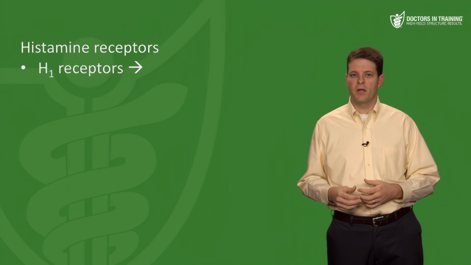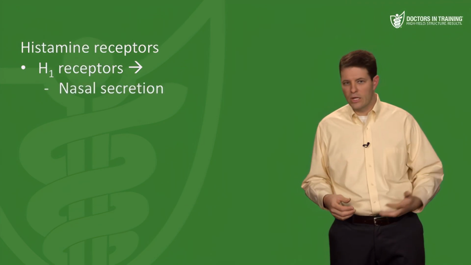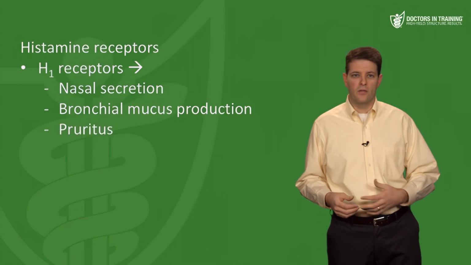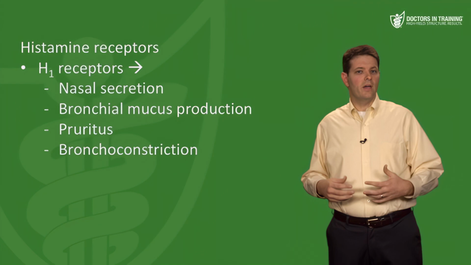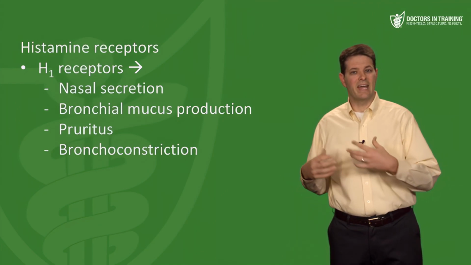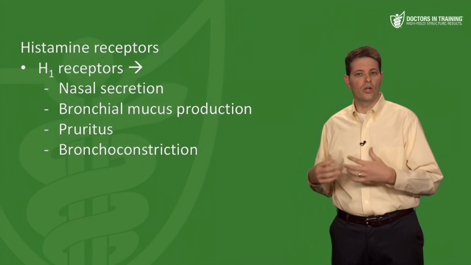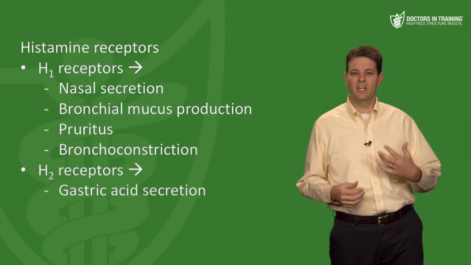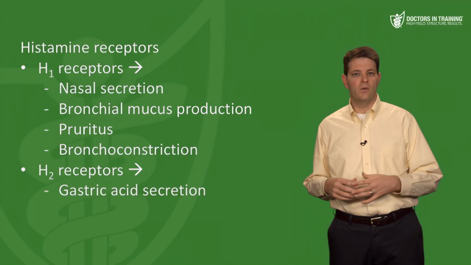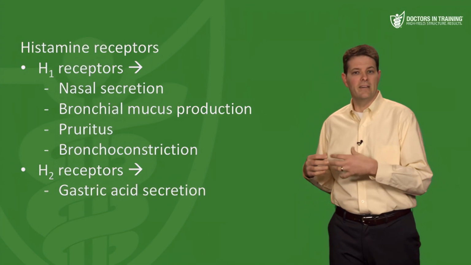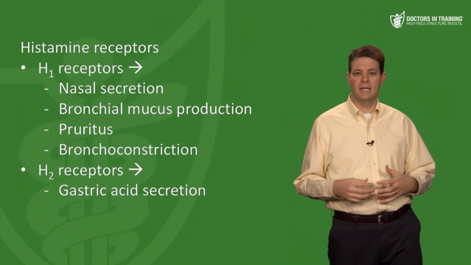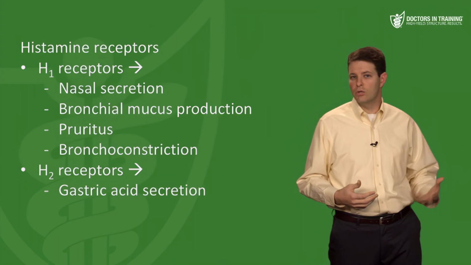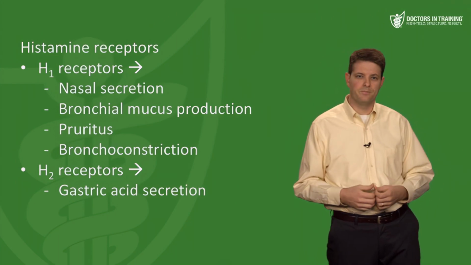Histamine receptors also use G-proteins. H1 histamine receptors are responsible for allergy symptoms like nasal secretions and bronchial mucus production. They're going to cause pruritus or itching and also some bronchoconstriction. So if a patient's having an allergic reaction, we can give an antihistamine to help relieve some of those allergic symptoms, to block those H1 receptors. Then H2 histamine receptors increase gastric acid secretion. So if you want to inhibit allergy symptoms, you're going to give an antihistamine to inhibit H1 receptors. If you want to inhibit gastric acid production, such as in a patient with a peptic ulcer, you might give an H2 blocker like cimetidine or ranitidine.